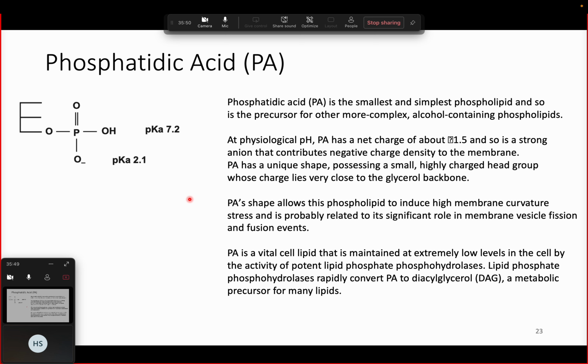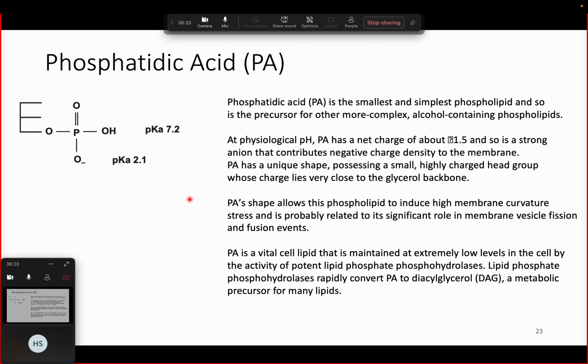We're gonna see maybe today or in the next class, depending upon our time, that few of the lipids which I'm going to discuss today are interrelated, meaning that their alcohol group is somewhat interconvertible, and this plays a huge role in maintaining their levels in our cell. Okay, so this is the basic information about phosphatidic acid.